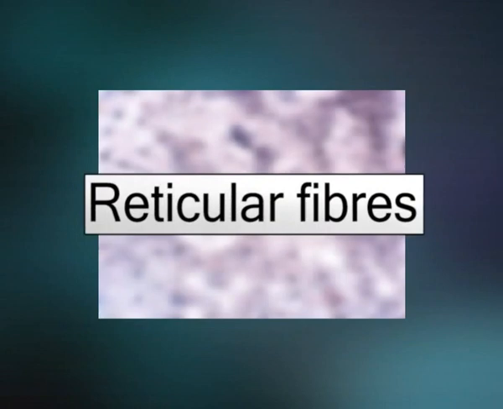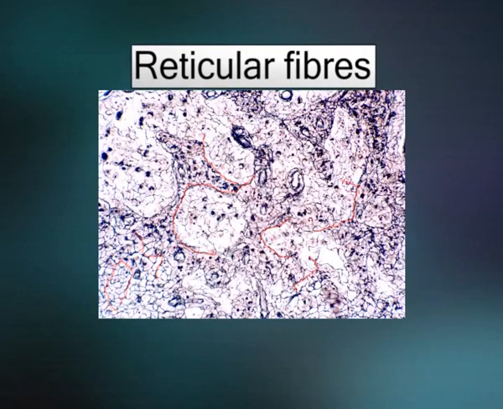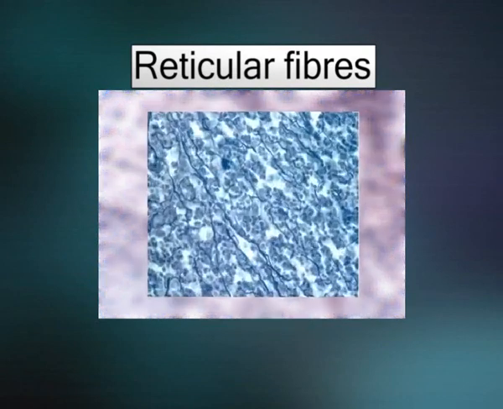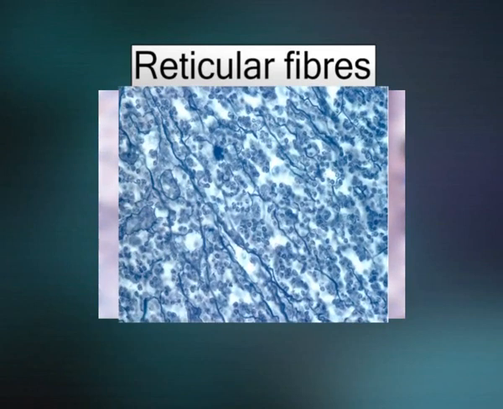Reticular fibers. The reticular fibers are mainly formed of a protein reticulin. They are very thin, branched, inelastic, and occur singly. They form a tightly woven fabric that joins the connective tissue to adjacent tissues.